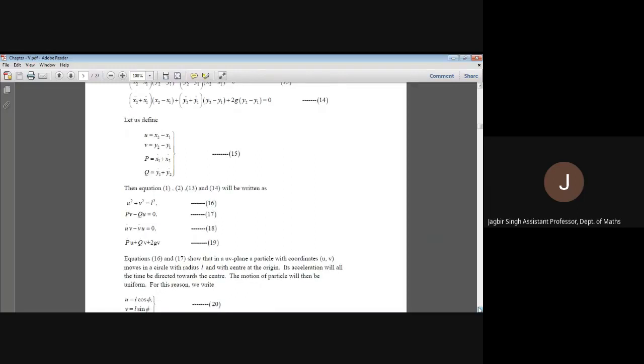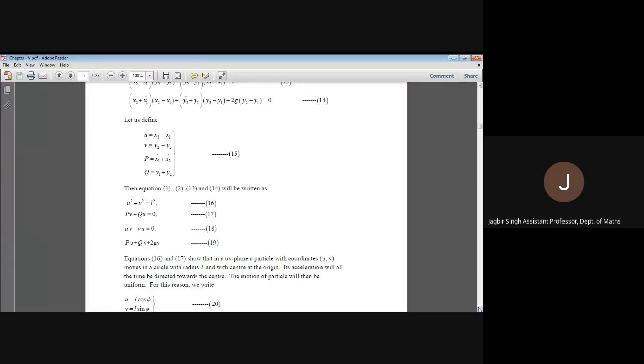Okay, so we are having equation number 16, 17, 18 and 19. And now from equation number 16, we can conclude that u square plus v square is equal to L square. It's the equation of a circle having radius L. So we conclude that the motion is circular motion.